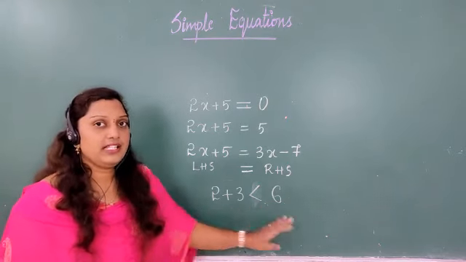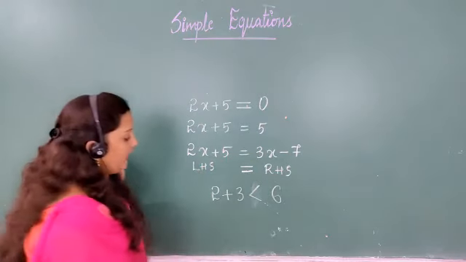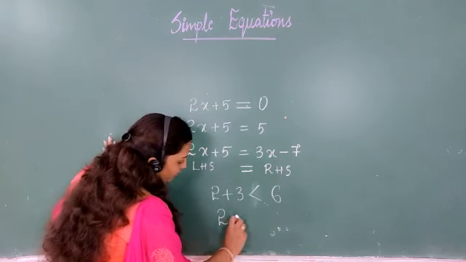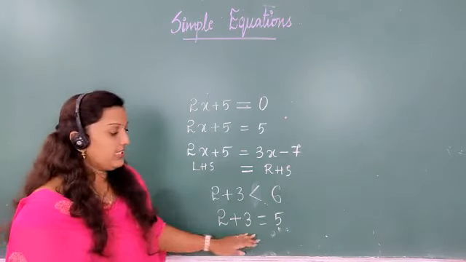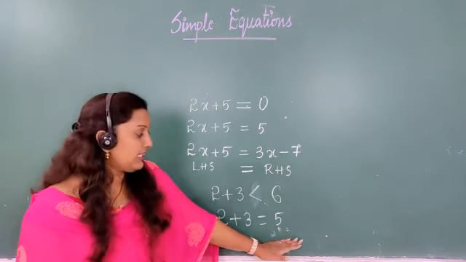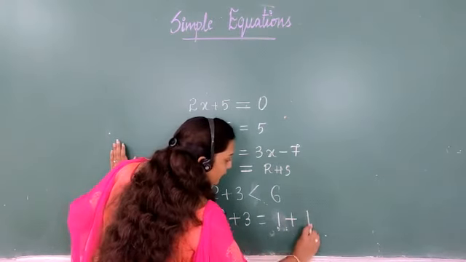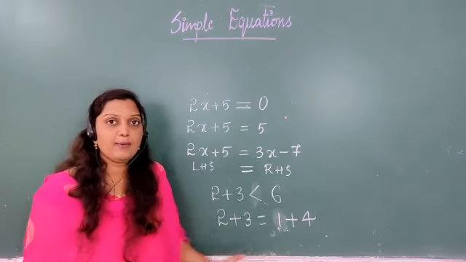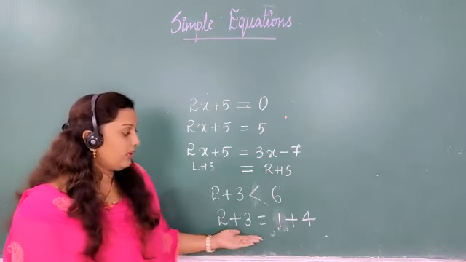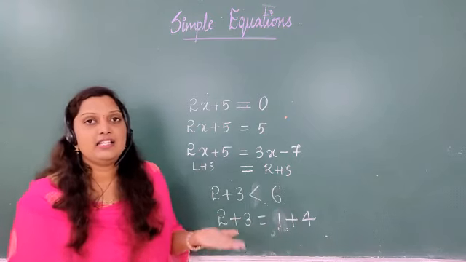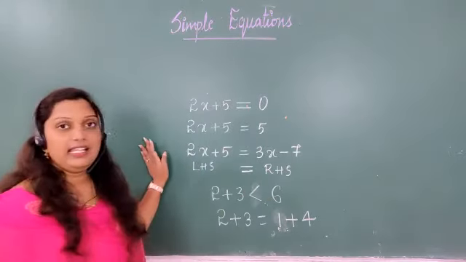Equation means both the sides, left hand side and right hand side, LHS and RHS, should be equal. That means I can write 2 plus 3 is equal to 5. Both left hand side and right hand side are equal. Instead of 5, I can also write 1 plus 4, correct? So both sides we have a mathematical expression. Now this becomes an equation, because both LHS and RHS are balanced, meaning both sides have equal values. This is about equations.